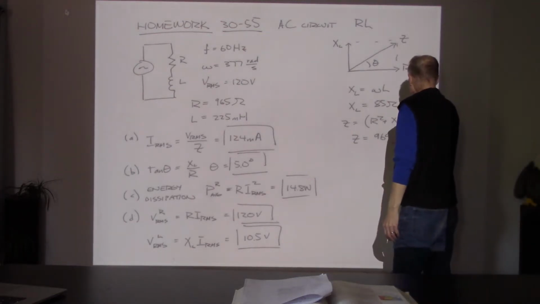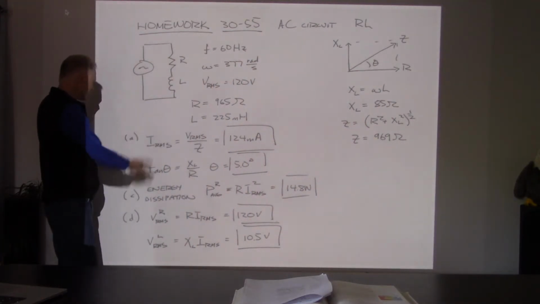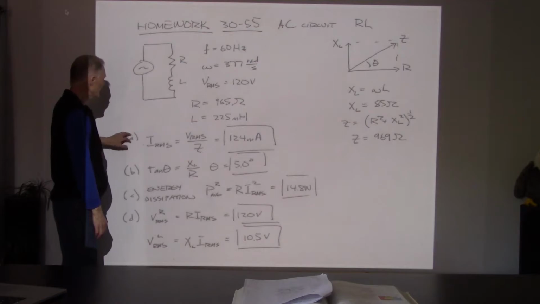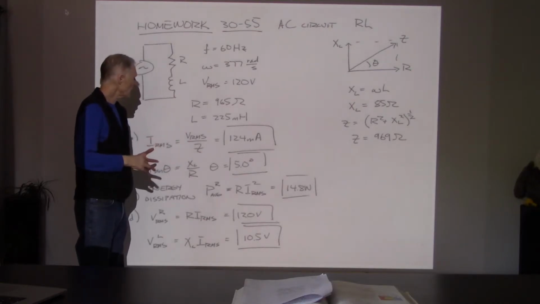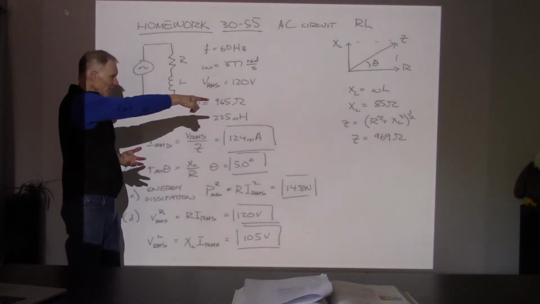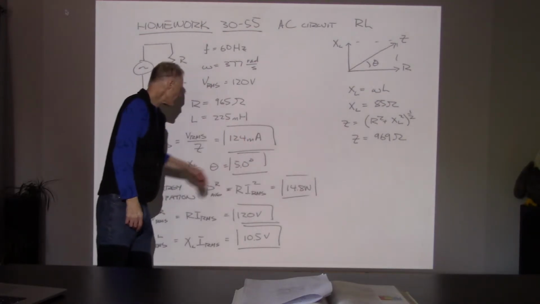All right, 969 ohms total. So again, they just have this list of things they want us to calculate. The IRMS is going to be equal to VRMS over the total impedance. And I've got the 969 over here. That gave me 124 milliamps.